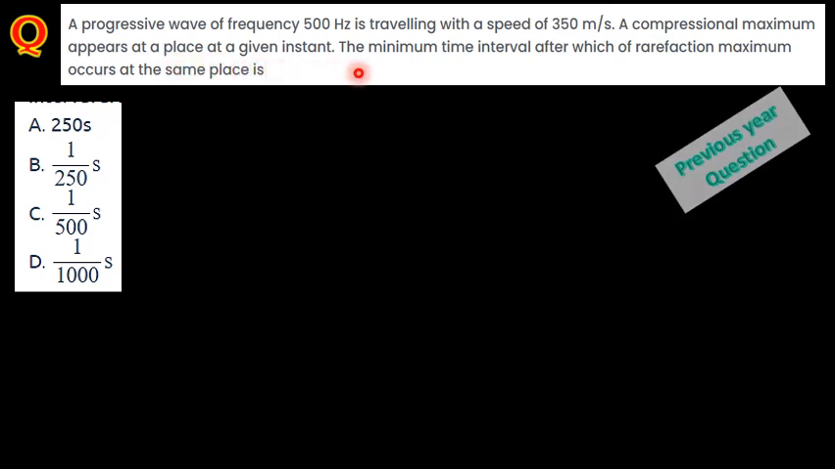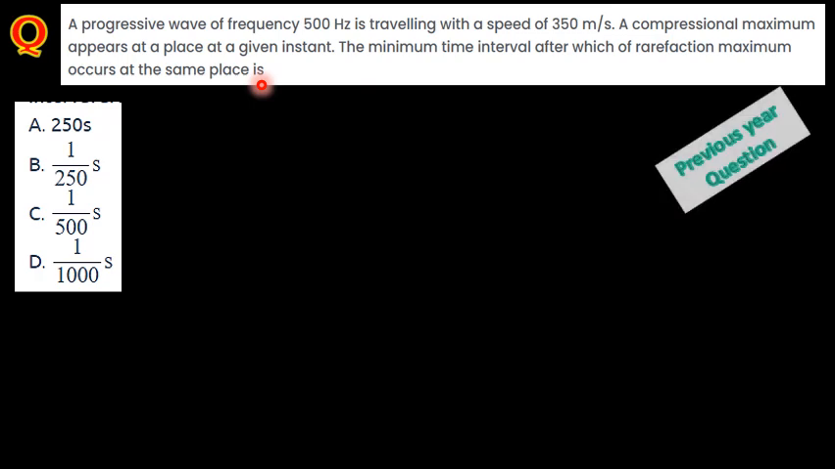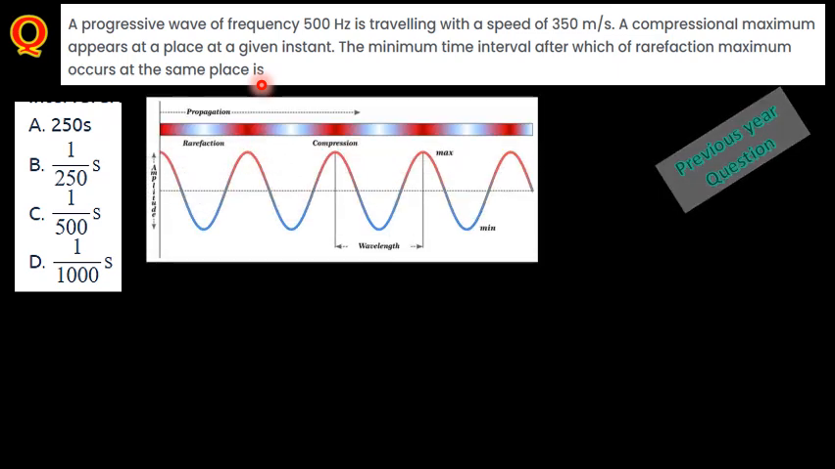Starting from compressional maximum, what is the minimum time interval at which a rarefaction maximum occurs? That is, from maximum compression to maximum rarefaction. Compression and rarefaction, where will it occur? Here, in this case of a longitudinal wave. Just observe in the longitudinal wave: this is the rarefaction maximum, and this is the compression maximum.